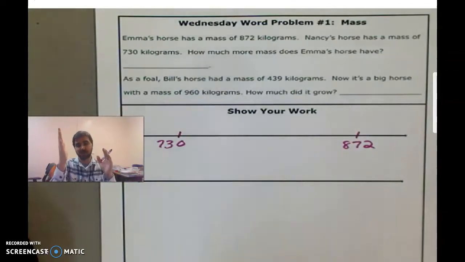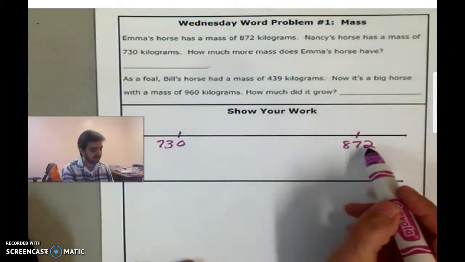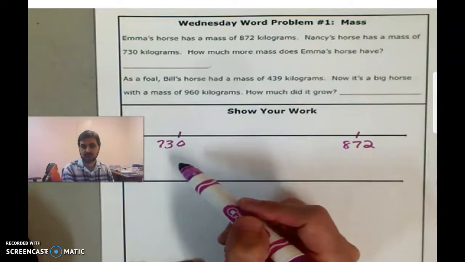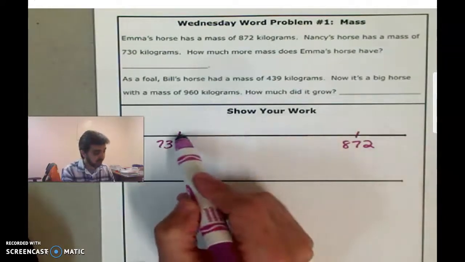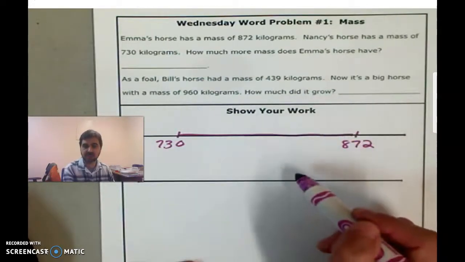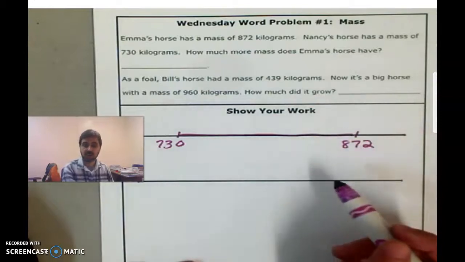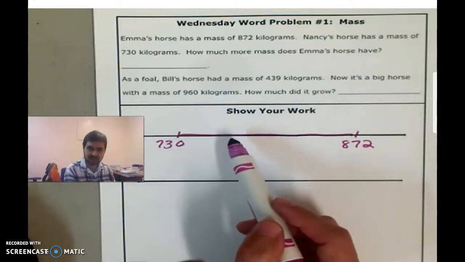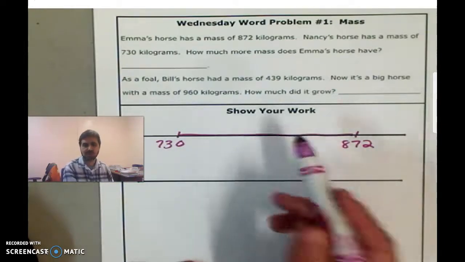So we're comparing 2 horses. One weighs more, or not weighs, it has a bigger mass. Probably does weigh more, actually, because the bigger mass you have, the more you weigh. But we're trying to figure out how much more mass Emma's horse has. Emma's horse has 872 kilograms, whereas Nancy's is only 730. So we're just trying to find the difference between these 2 numbers. How much more is 872? So I could look for a way to count up. I could think 730, if I add, let's think in terms of the hundreds to get close to 872.